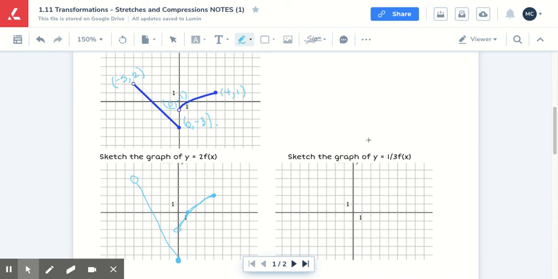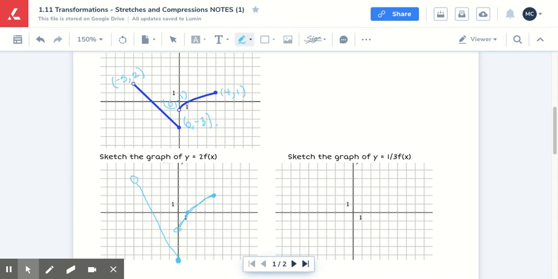Now for our second example, we're taking the same parent function, our same f of x, but this time we're going to be graphing y equals 1/3 f of x. So our c value is still positive, but now it is between 0 and 1. But the process is the same.